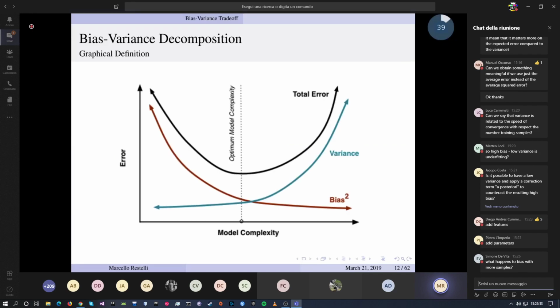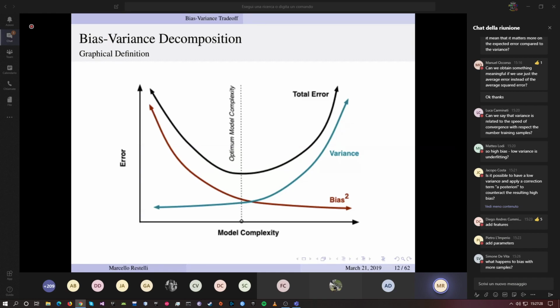Okay, and so this is the case. On the x-axis of this plot, you have the model complexity. Models that are simple have a large bias squared, that is the red line, and a low variance, that is the green line. As you increase the model complexity, meaning increasing the size of the hypothesis space, adding more features and parameters, you are reducing the bias squared, the red line, but in this process you are also increasing the green line, the variance of your model.